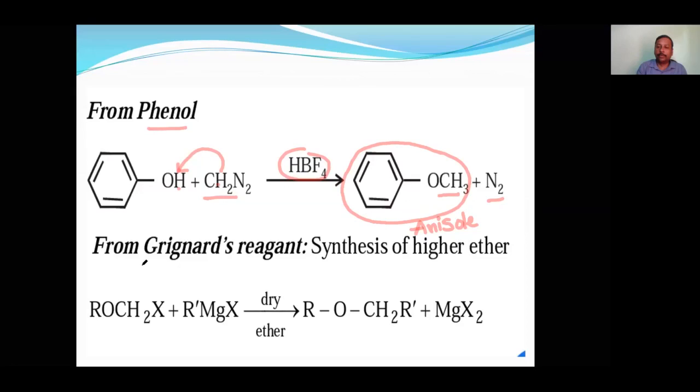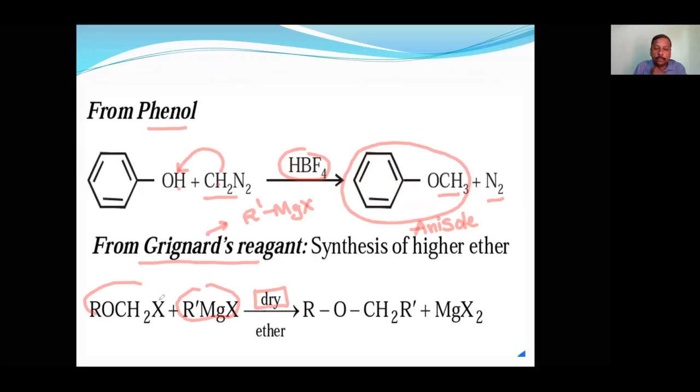And the excellent method is the Grignard reagent method. In this one, Grignard reagent, I think all of you are aware. If not aware, at least RMgX is the general formula of the Grignard reagent. Always make sure that it should be dry condition. What should be the condition? It should be dry. So what can you expect out of this, which will go outside?